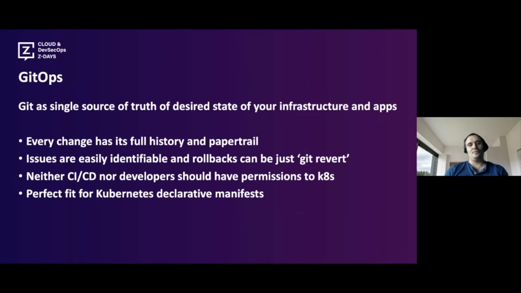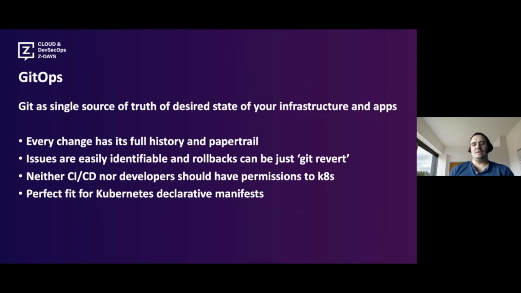The benefit of GitOps is that every change that is made in our infrastructure or in our application will have a full history and paper trail. As a result, if something goes wrong, we can easily track who made these changes, who updated some config map, and easily revert back using git revert, for example.